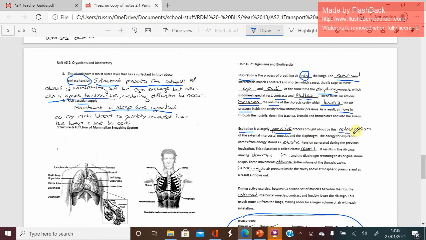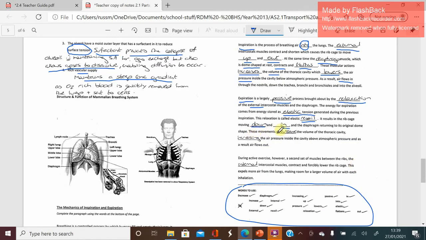So it's the relaxation of external. The energy for expiration comes from the elastic tension in the previous one. So as you breathed in, you stretched everything. Okay, as the ribs went up and out, and you have elastic nature in your chest cavity. Therefore, whenever it's released and relaxed, then it just springs back, as well as a little bit of gravity helping there too. It results in the rib cage moving down and in, and the diaphragm returning to its original dome shape. These movements decrease the volume and increase the air pressure.